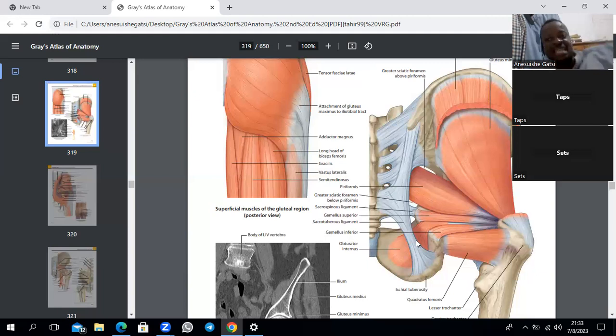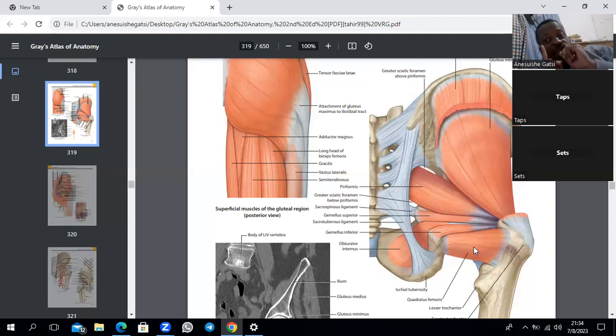Somewhere I'll see an externus. So externus, I'll tell you what's unique about it, why it's not being shown on this picture. Then there's this muscle, quadratus femoris. So I said piriformis, gemelli superior, obturator internus, gemelli inferior, quadratus femoris. Can you see how they are ordered?